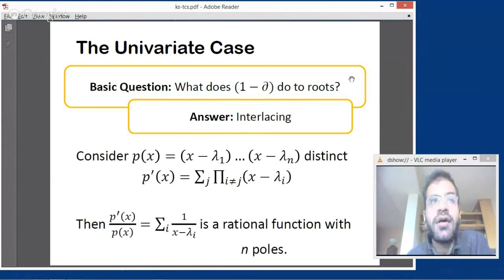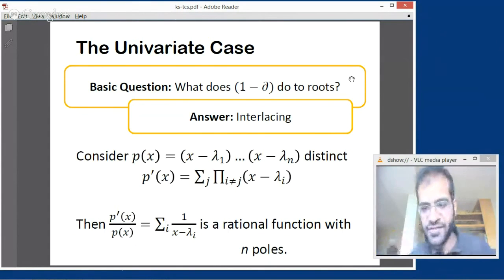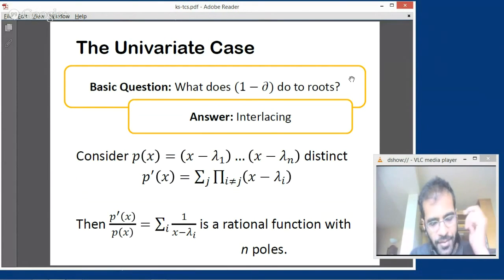So let me show you a very short proof of this fact using rational functions, which I'll then generalize to the multivariate setting, and which will give me quantitative bounds. So suppose I have a polynomial p with n roots lambda 1 through lambda n, and let's assume they're distinct for now. So I'm interested in p minus p prime, right? I minus this differential times p. P prime looks like this. It's a sum of all n minus 1 products. So I'm interested in the roots of p minus p prime.